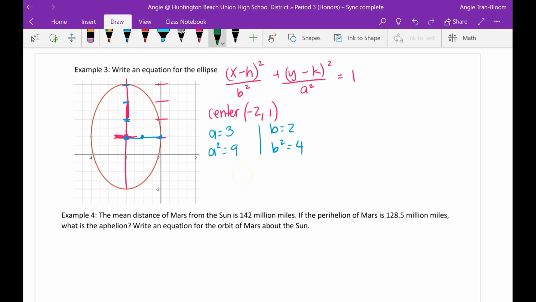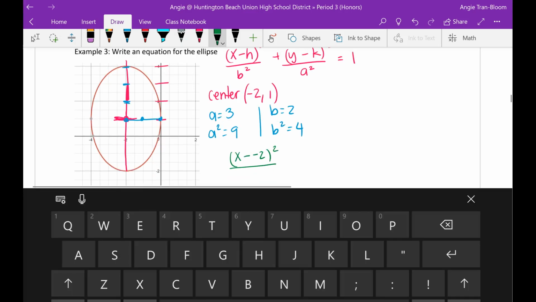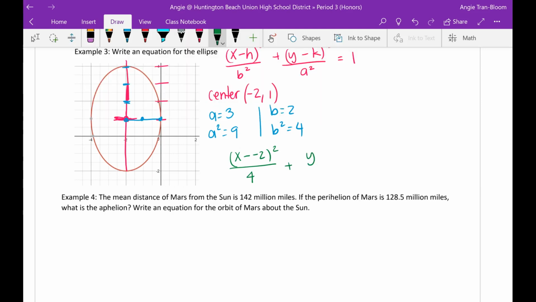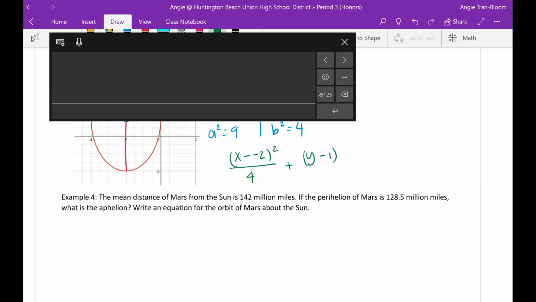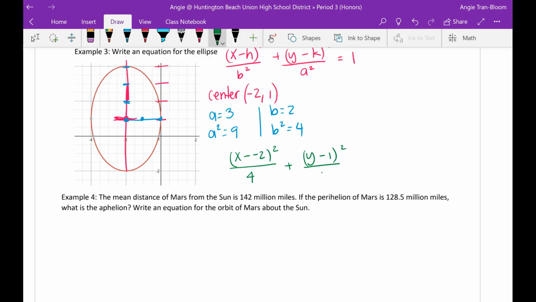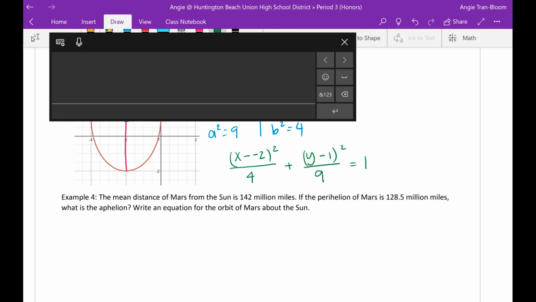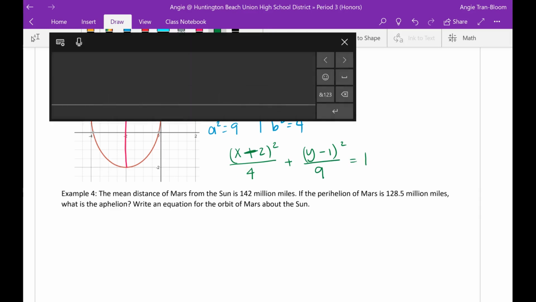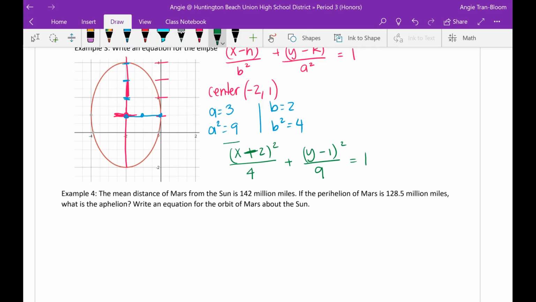So the final answer is (x minus -2) squared all over b squared, which is 4. Oopsie, there are my pop-ups. Plus (y minus k), k happens to be 1, squared all over a squared, which is 9, always equals 1. Well, two negatives over here will make it a positive. So that is my final answer. I'm going to box it up, and that is that easy. So recap, to find an equation of an ellipse, all you need is a squared, b squared, and the center.